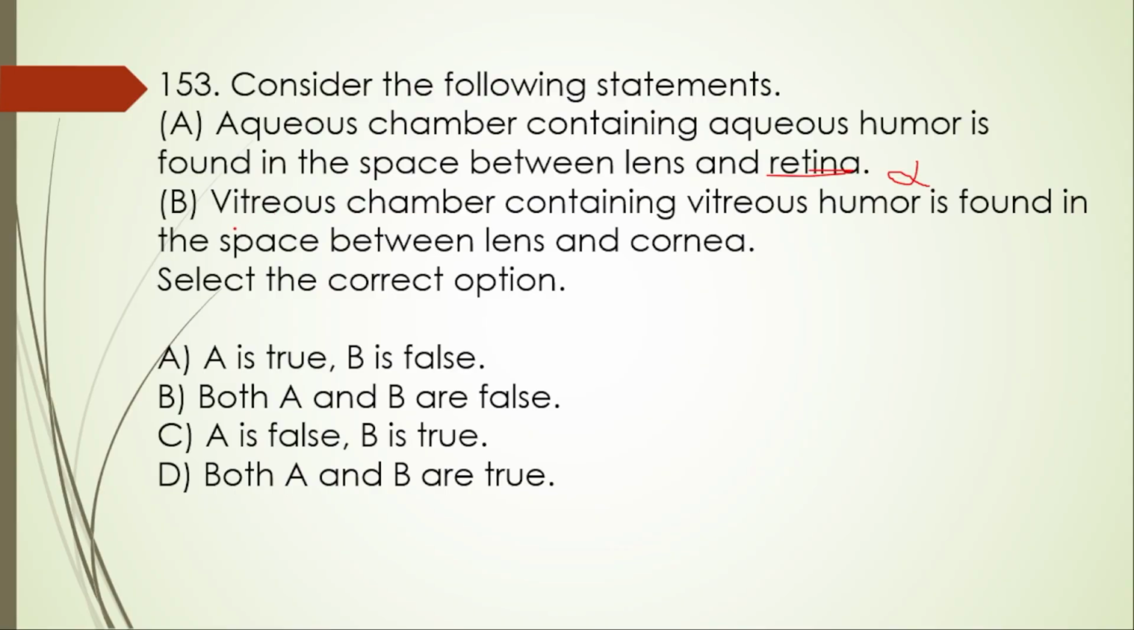Next, B, vitreous chamber containing vitreous humor is found in the space between the lens and then cornea. This one is also wrong, because here lens okay but not the cornea, it is retina. Both the statements are wrong. So both these statements are false. Both A and B are false.